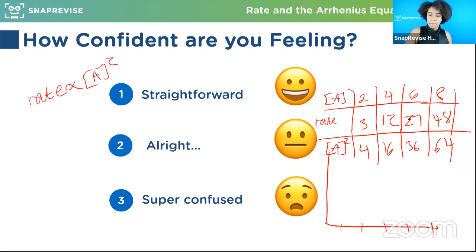All right. So if I have A squared on the bottom, when you have a sequence like 4, 16, 36, 64, that's a squared sequence. And if you have rate going up also in a squared sequence, you get a linear graph instead of a curved graph. And then you can just work out the gradient of that to get K. Is that making any more sense, or have I confused you more?